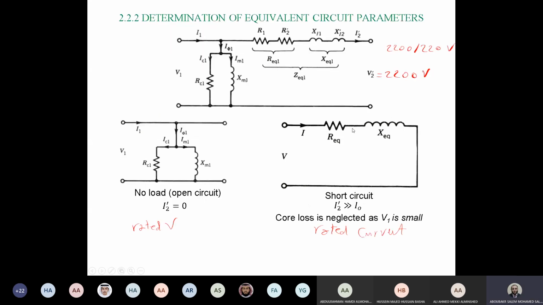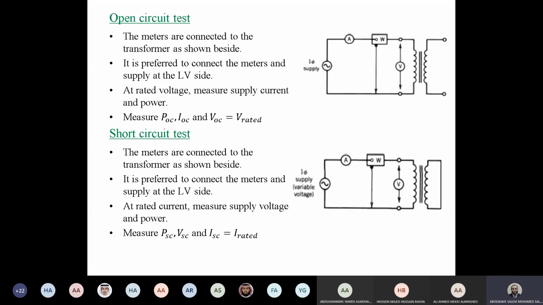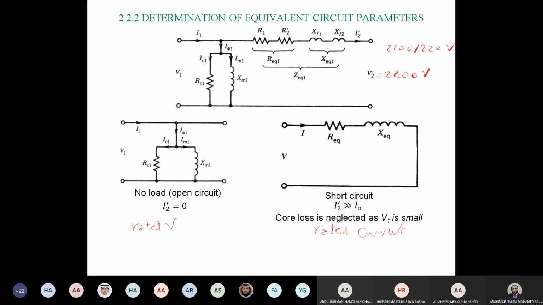So simply, this is the equivalent circuit as we discussed. This is the no load equivalent circuit, and this is the short circuit equivalent circuit.